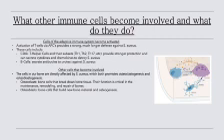What other immune cells become involved and what do they do? Well, as we've already stated, it is important to recognize that we do have both the innate and adaptive immune system working to combat S. aureus. The activation of T cells via APCs is very, very important. We have the CD4 positive T helper cells and their subsets, and we also have B cells. Other cells that are involved are osteoclasts and osteoblasts.